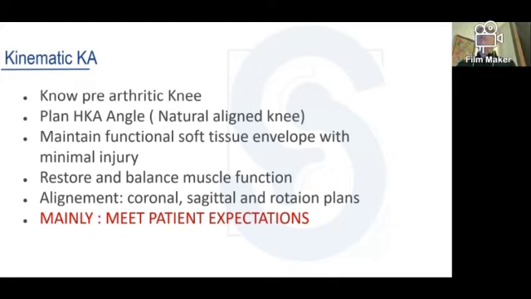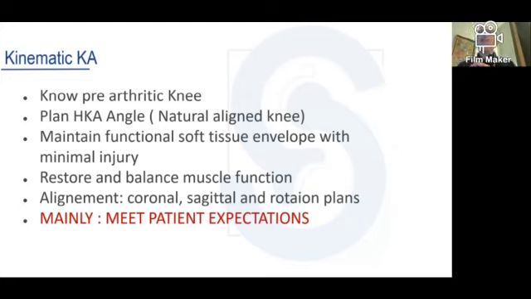You have to restore the balance of the muscle function, mainly between hamstrings and quadriceps, and align the prosthesis in the three planes: coronal, sagittal, and rotation plane. With all these elements, you have to take into consideration one point which is very, very important. You have to meet the patient's expectation.